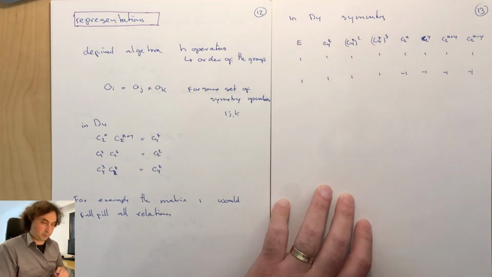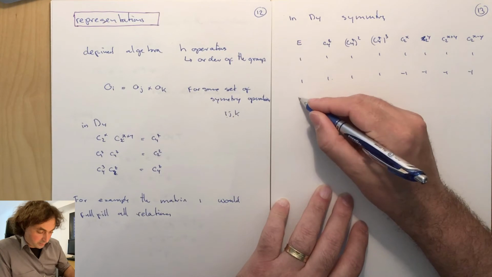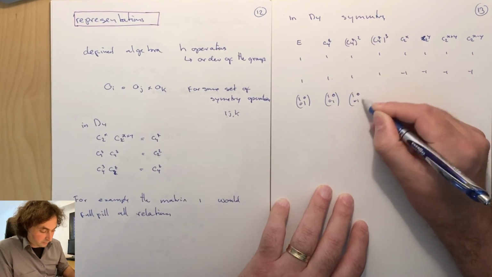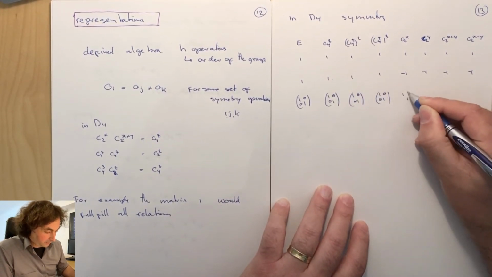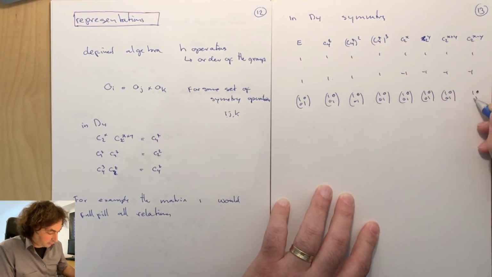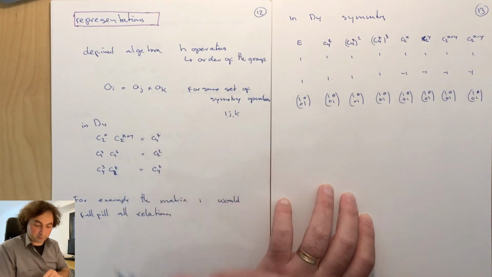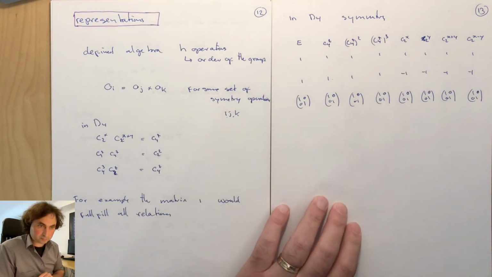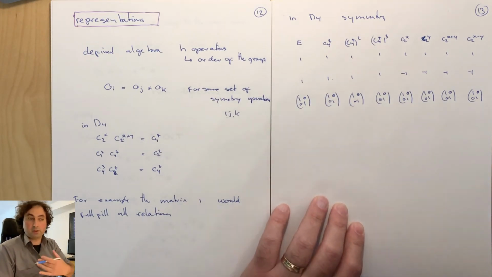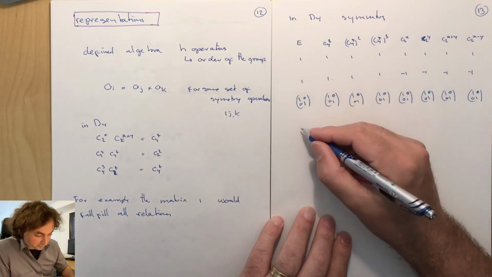Now, when 1, 1, 1, 1, 1, 1, 1, 1 is a valid one-dimensional representation, we can, of course, also make a two-dimensional representation where we just take the identity matrix of dimension 2. And also those matrices fulfill the algebra that we need to fulfill for the product of 2 symmetry operations. Now this is a rather trivial two-dimensional representation, and you can then of course easily make a 3 or a 4-dimensional representation. But we can also make a less trivial two-dimensional representation.